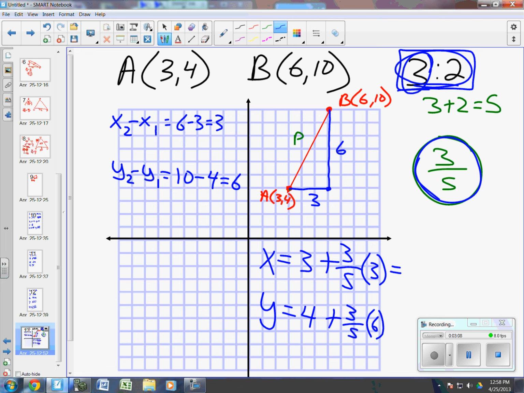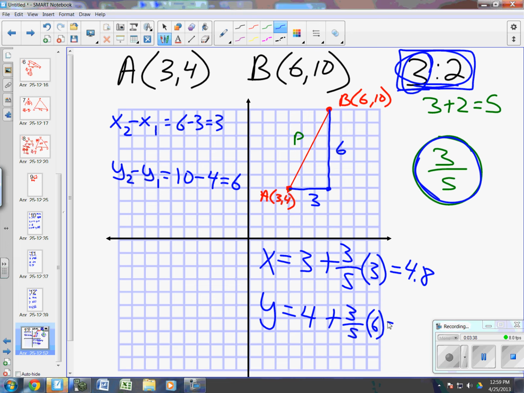Okay, everybody in your calculator, type in 3 plus 3/5 times 3. What do we get? 4.8. Okay, type in 4 plus 3/5 times 6. What do you get? What did you get? 4 plus 3/5 times 6 is 7.6, right?